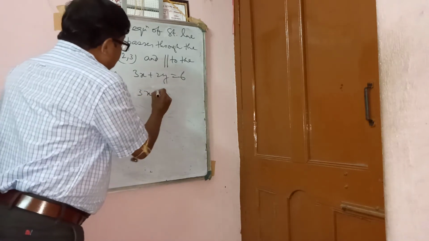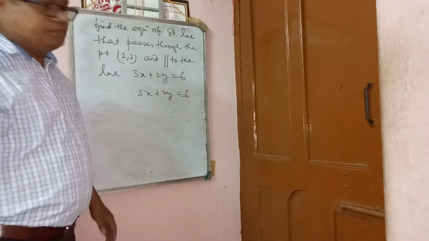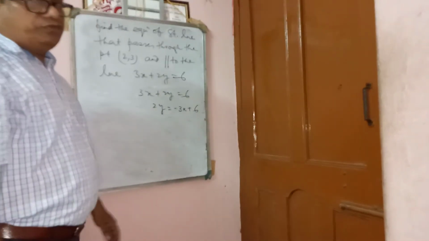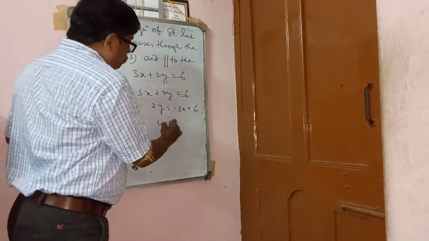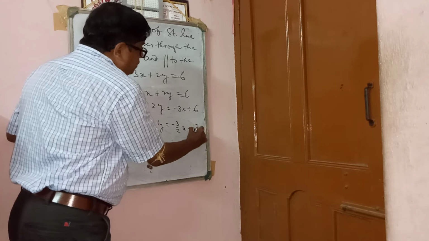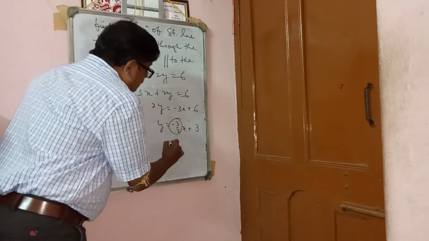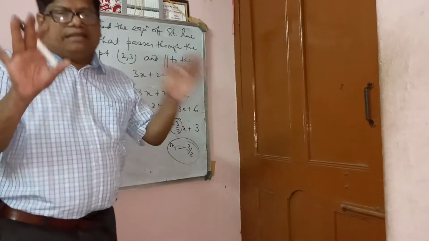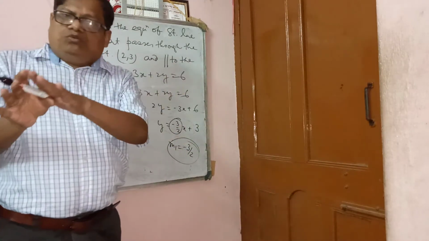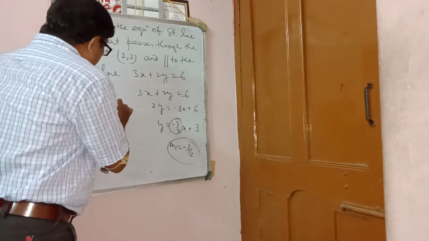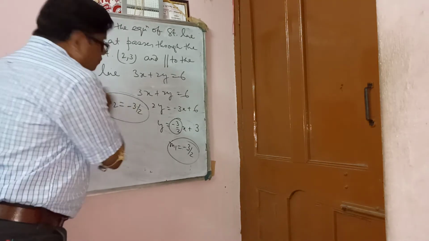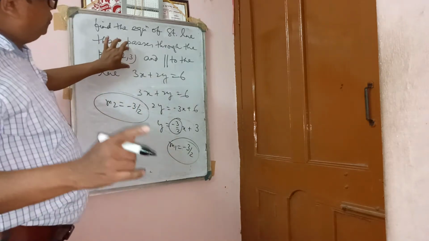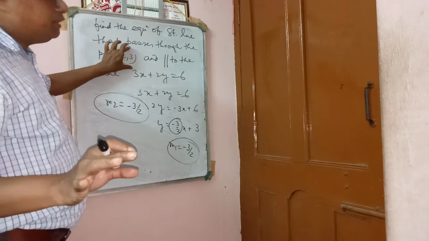See, 3x plus 2y equal to 6. So write 2y equal to minus 3x plus 6. Any doubt? No. So write y equal to minus 3 by 2 x plus 6 by 2, that is 3. So you are getting m1 equal to minus 3 by 2. Since the lines are parallel, we know m1 equal to m2. So write m2 also minus 3 by 2. Whatever the required equation is, this equation passes through the point 2, 3.